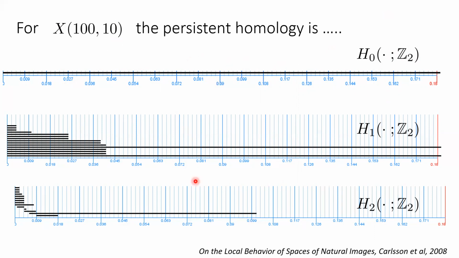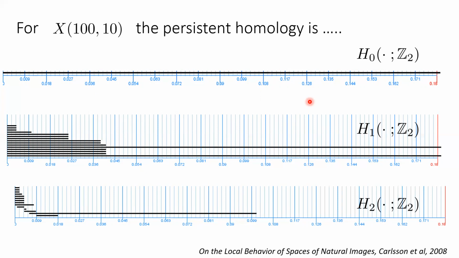But actually what happens is that when you change the coefficients from Z-mod 2 to Z-mod 3, this class here in dimension 2 disappears, and one of these classes also disappears. So what it says is that it's not a torus, right? So here is one instance where changing the field of coefficients really helps you determine what the space is.